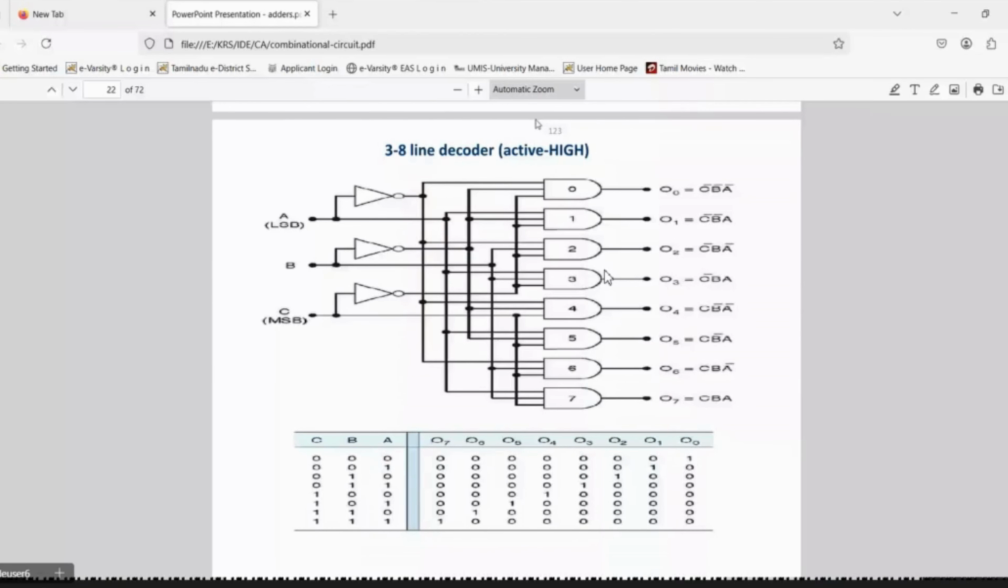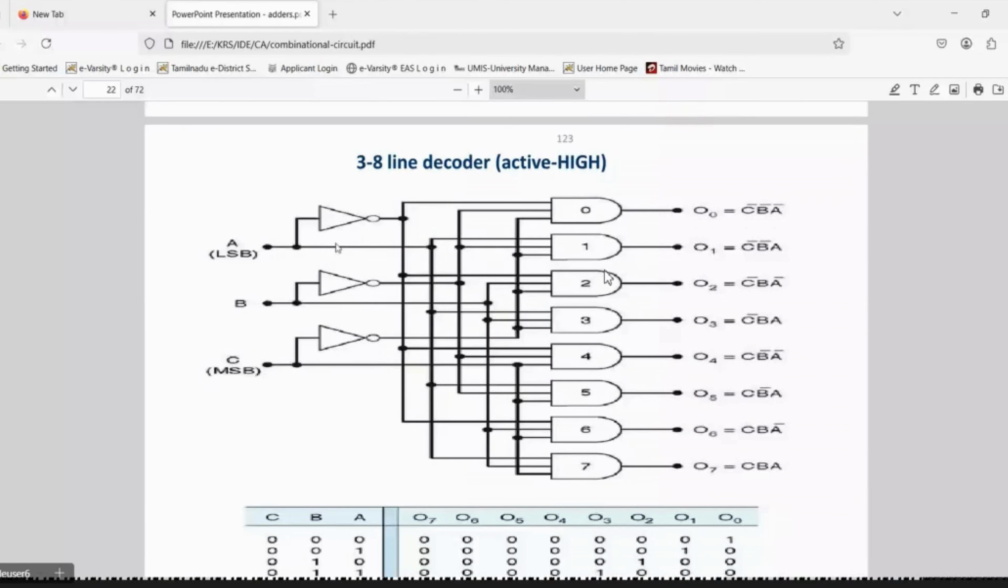So here is another example: a 3 to 8 line decoder, that is 3 inputs and 8 outputs. For example, binary to octal conversion. The input is a 3-bit binary value and the outputs are 0 to 7. They are giving it like that. Okay, the O0 to O7 are the octal values 0 to 7.